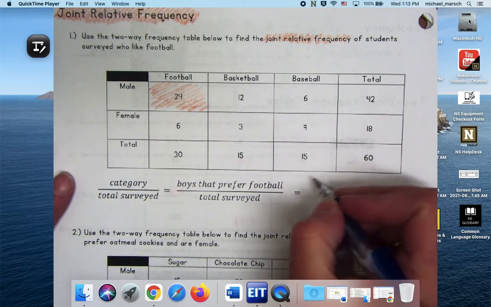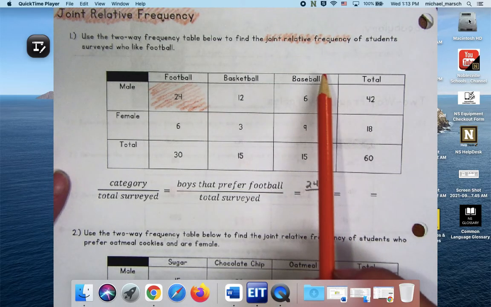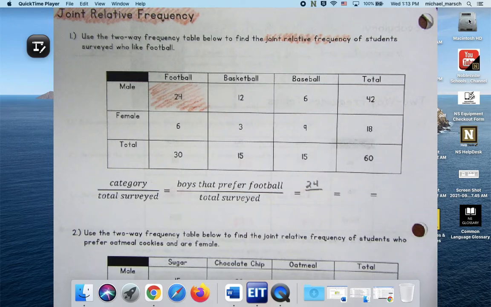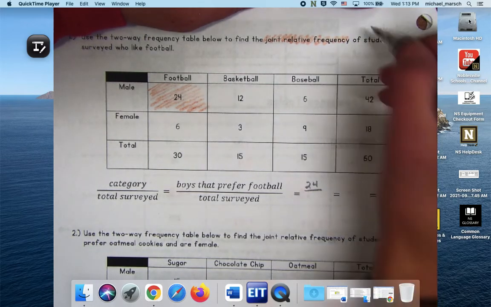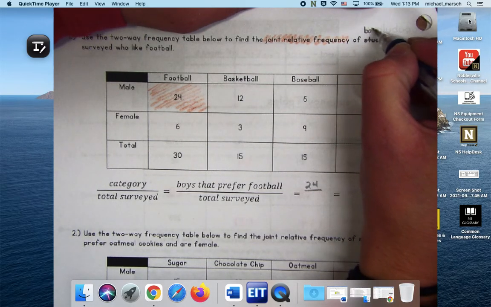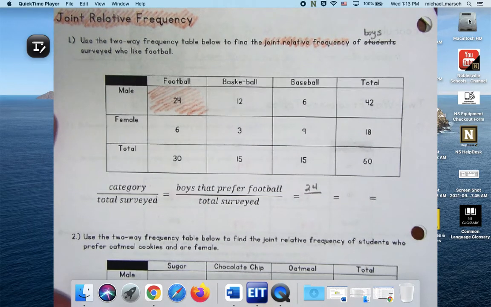And that's going to be our numerator. Because it says, oh wait, is this supposed to be just students? No, this should be boys. So up here, cross this out where it says students and write boys. Surveyed who like football. I'll have to fix that on my master copy.